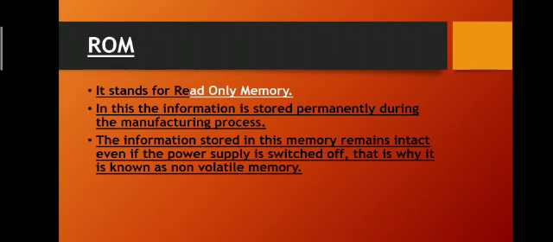So the differences are, children, that RAM stands for random access memory, ROM stands for read only memory. Second point is, RAM is a temporary memory, ROM is a permanent memory. Third point for RAM is the data is erased when the power supply is switched off. That is why it is known as volatile memory. And in case of ROM, the data remains intact even if the power supply is switched off.